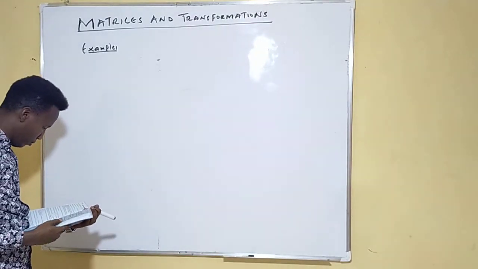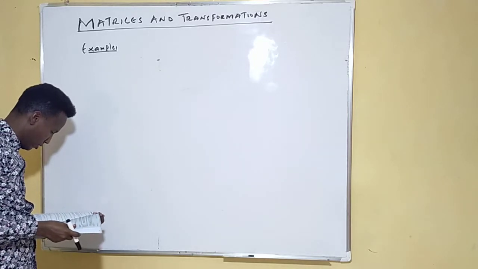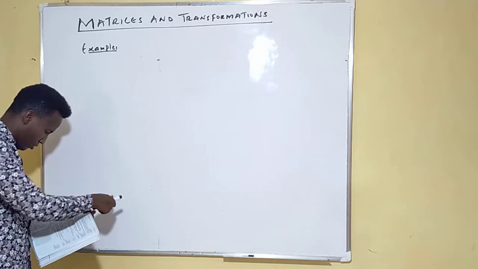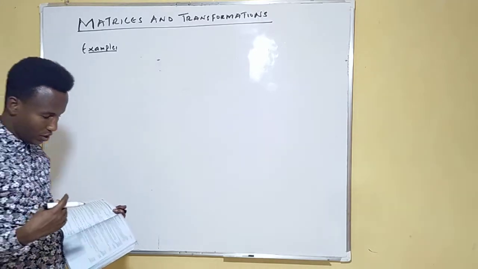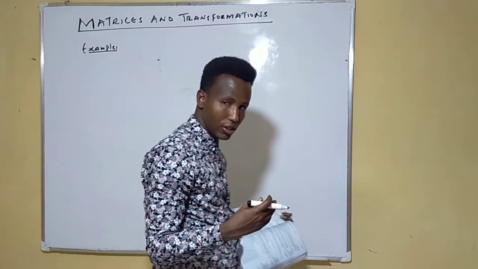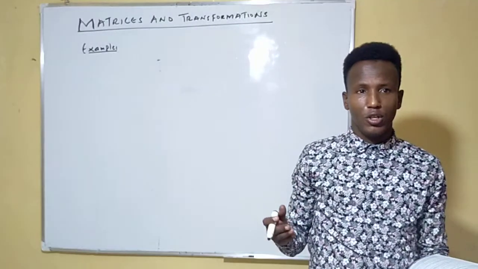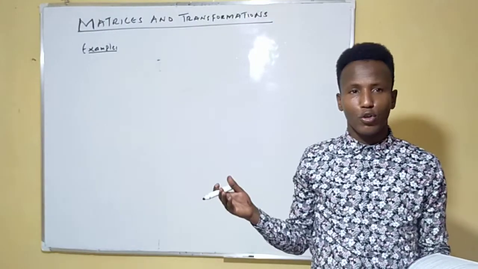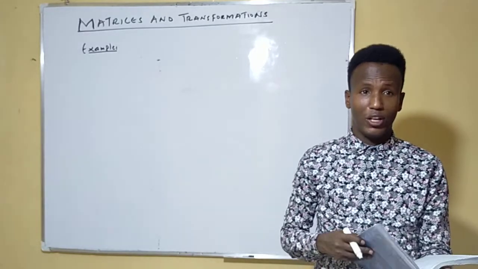In our second example, guys, we have this one. Sometimes what they're going to do is they will give you what? They will give you an image point, okay? Then they will also give you what? The matrix identity. Then they will tell you to find what? To find the object point.